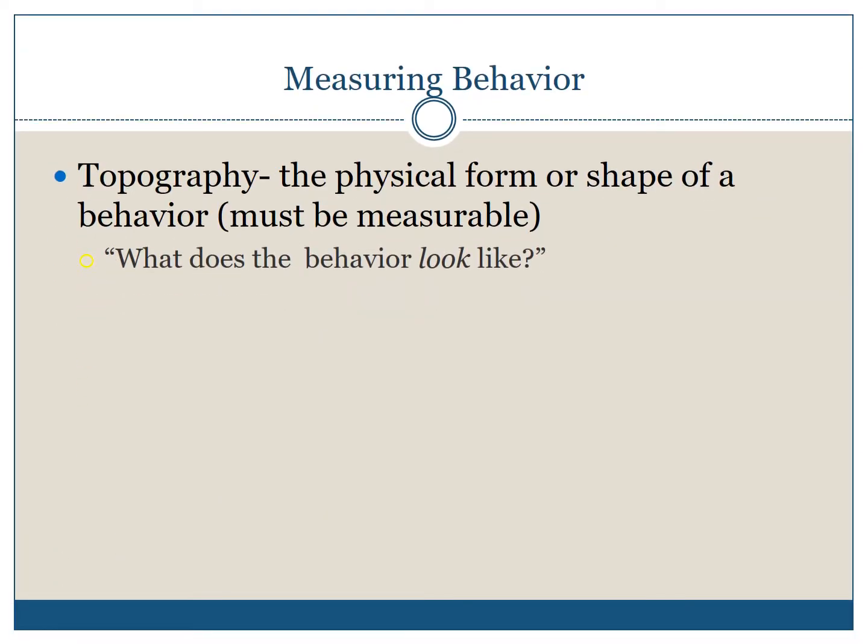All behavior has a topography and a function. The topography is the physical form or shape of a behavior. It must be measurable. You can often answer the question of a topography of a behavior by asking, what does the behavior look like?